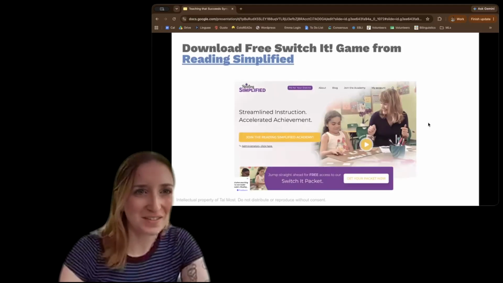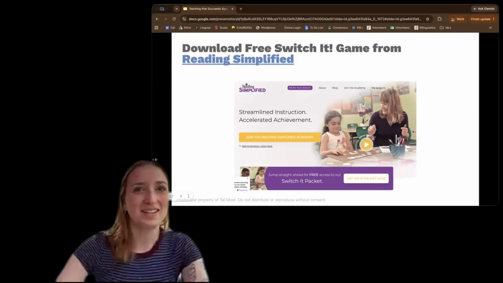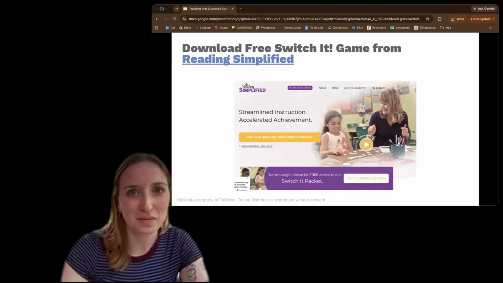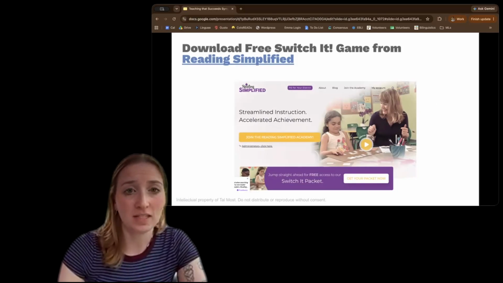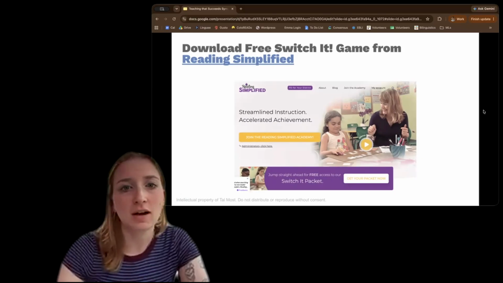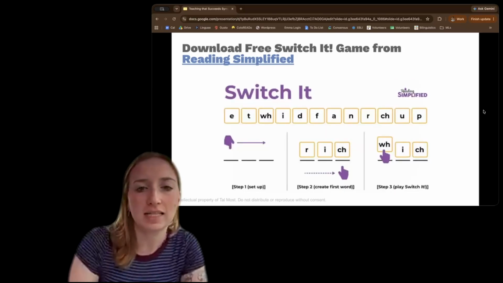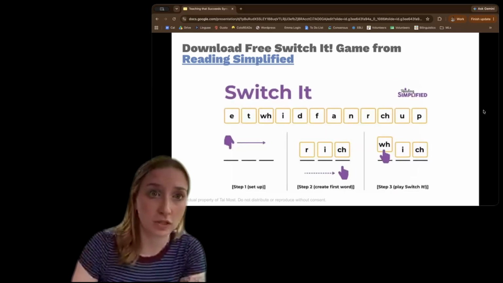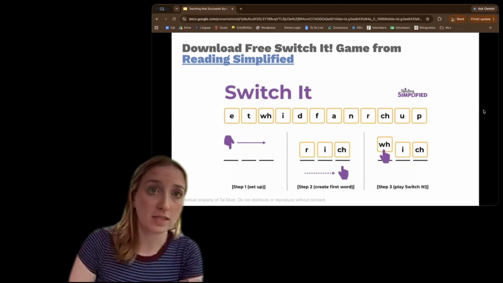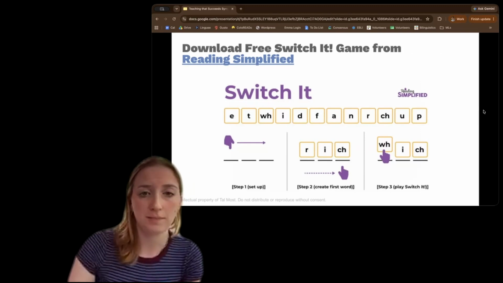So, a great free resource, which Jen just spoke about as well, is the Switch It game, which you can download for free from Reading Simplified. It's a great way to bring this into your classroom. The materials you receive look like this, and they have that soundboard as well, where students are connecting the grapheme, the letters, to what they hear as well.